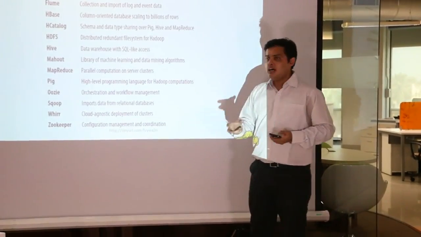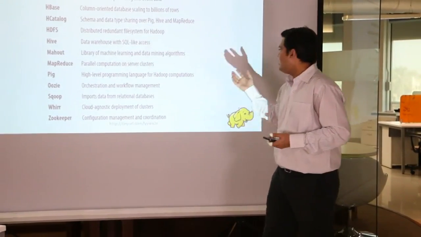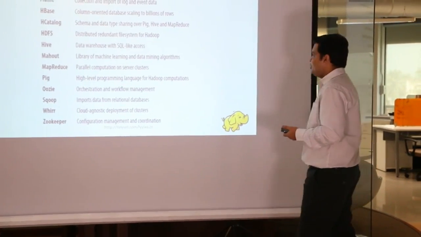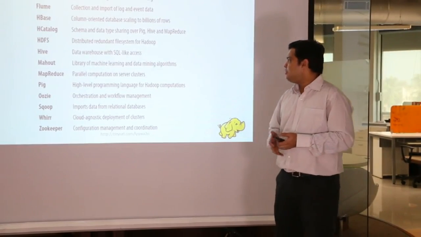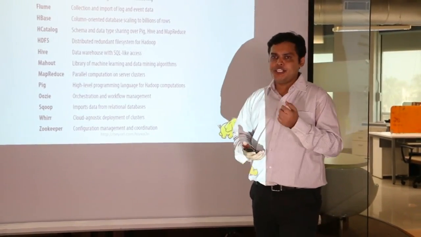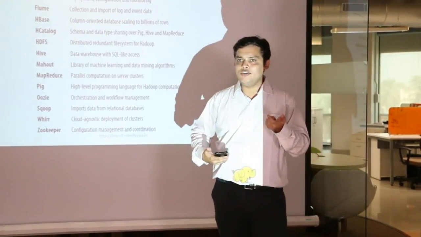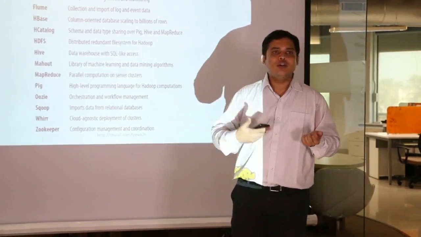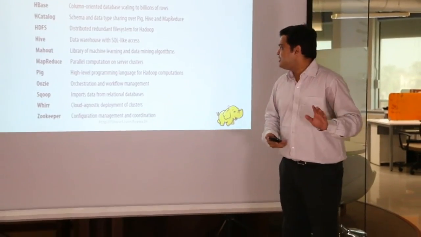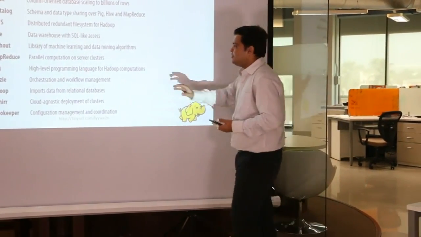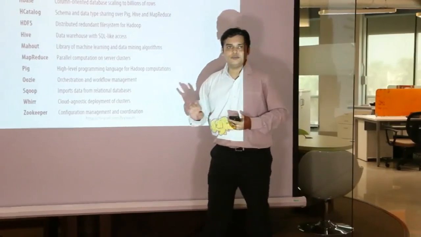Mahout, we already discussed this. It's basically a library of machine learning and data mining algorithms. Then Pig. Pig is basically a programming language for Hadoop computation. So one is Hive, which you can use if you are good at queries. If you are good at scripting, you can use Pig. Ignore it, it's not for CXOs and client servicing. Same is with Oozie, you can ignore this part actually.